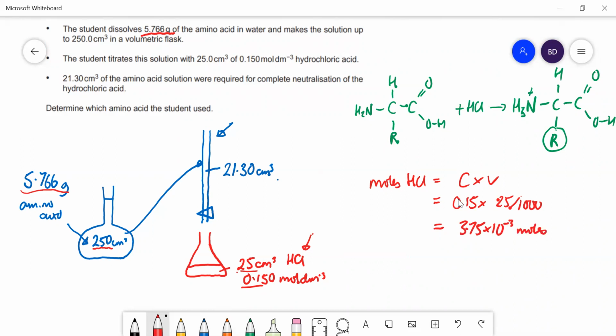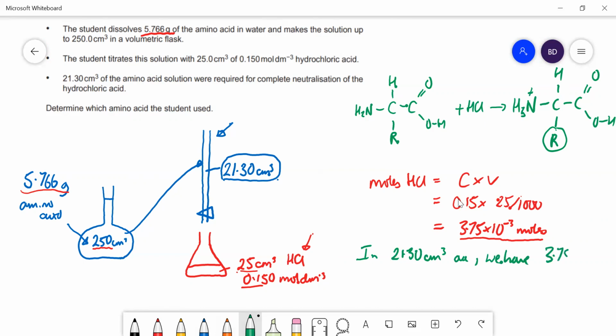Okay, so that means we know that that's going to react with the same number of moles of the amino acid. And so we know that in that volume, that titre of the amino acid, we've got that many moles. So let's write that down. So in 21.3 cm³ of amino acid solution, we have 3.75 times 10 to the minus 3 moles.